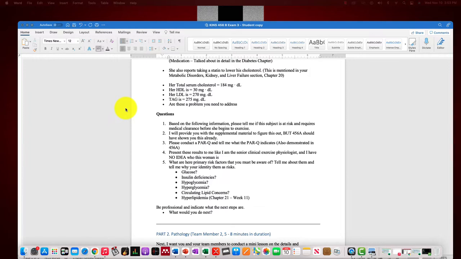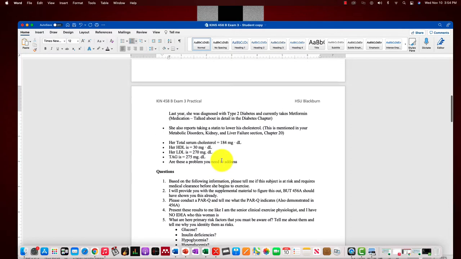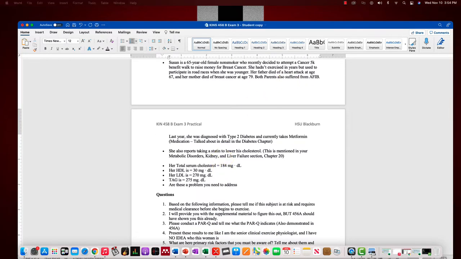What are the primary risk factors you must be aware of? Tell me about them. Tell me why you identify them as risk. Does Susan have any glucose concerns? Does she have any insulin deficiencies that we should be aware of? Is she hypoglycemic? Is she hyperglycemic? Is there any circulating lipid concerns we should have? Is she hyperlipidemic? We talked about this in our last lecture. So this is your chance for you to start combining all of this stuff together.